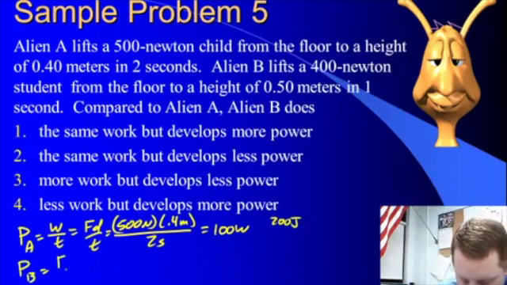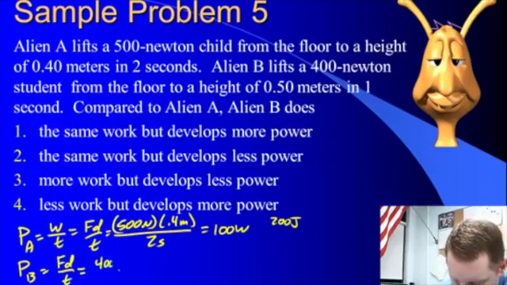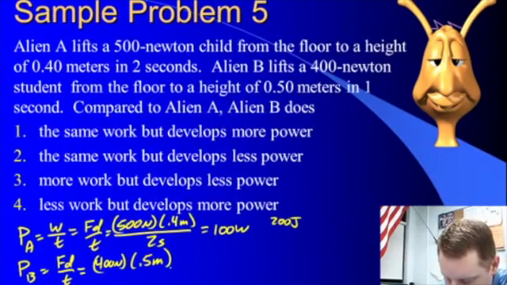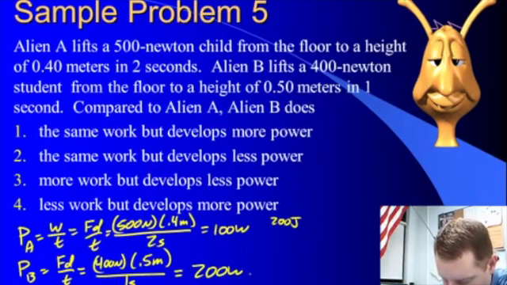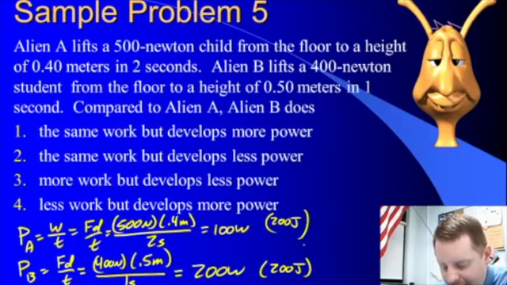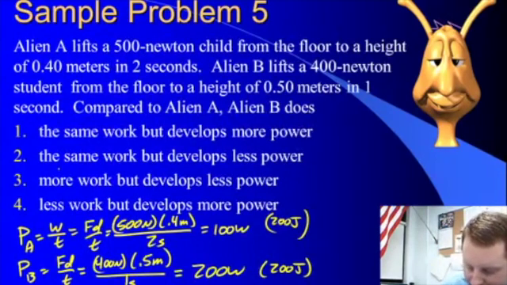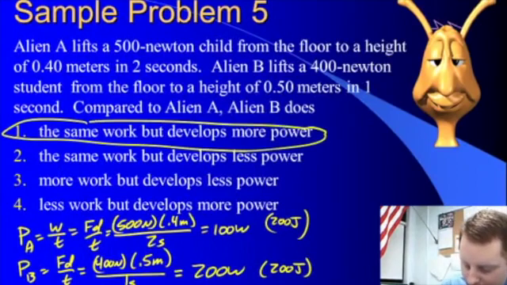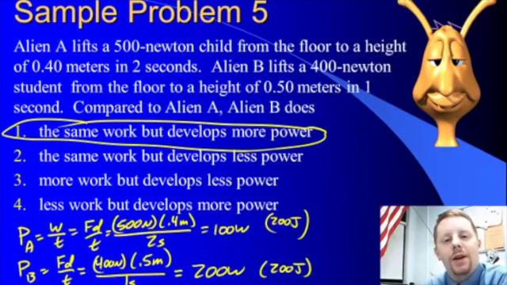Alien B, we can use the same formula, force times displacement over time: 400 newtons, a displacement of 0.5 meters. Again, that's going to be 200 joules in a time of 1 second. So 200 joules over 1 second is going to be 200 watts. But again, it did 200 joules of work. So in this case, they did the same work, but Alien B develops more power. A nice way to close out our mini lesson on power.